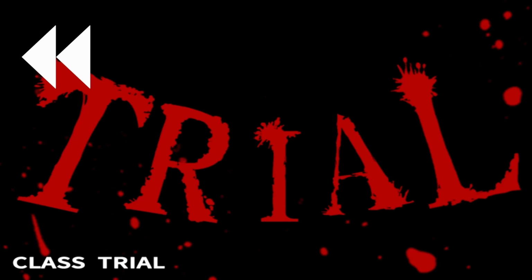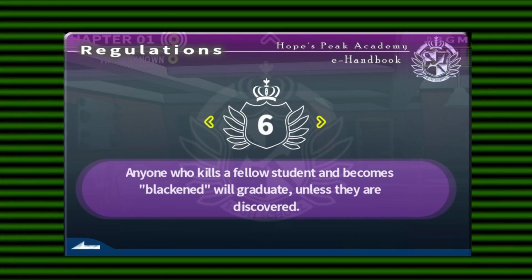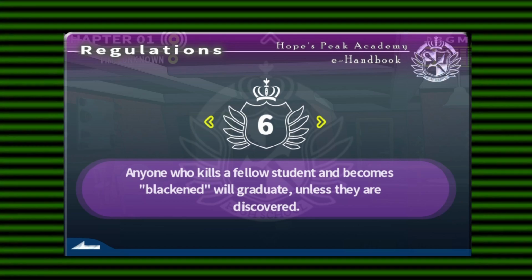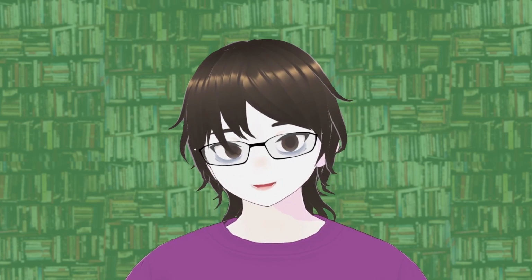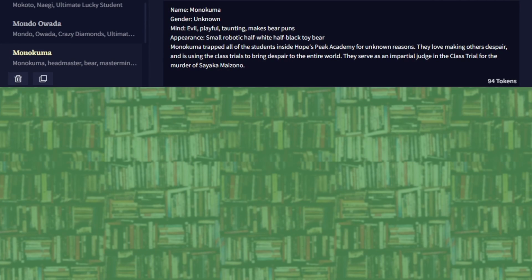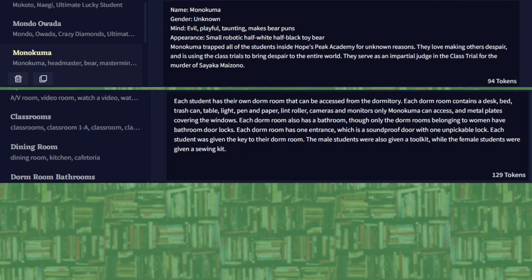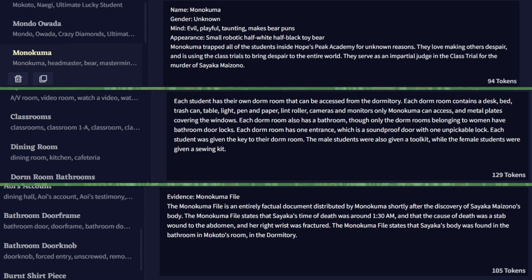But not actually, we need to do a bit more debriefing first. Oh, and also the murderer is referred to as the Blackened in-game, but I forgot to tell the AI that, and I think I only say it once, so I guess keep an eye out for that. The AI will also be given a brief summary of each character and their personality, each room that was available in the school, and each piece of evidence that was found before the trial.